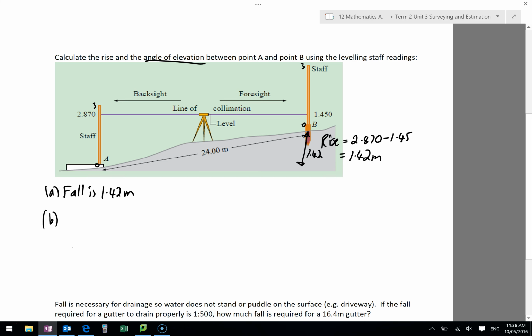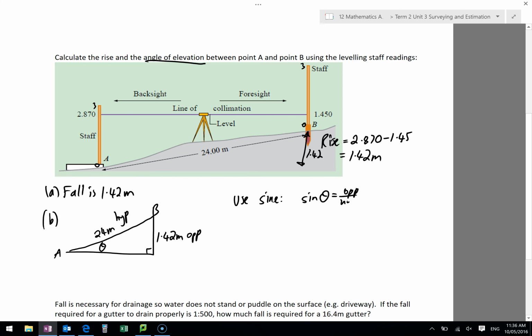Part B, the angle of elevation. So I've got a triangle from A to B where I know I go up 1.42 meters and I've measured this distance as 24 meters. I want to find this unknown angle here. Since we're all good students at the start of this unit, we should be able to calculate the angle without too many issues. Okay, I'll identify that this is the opposite side, this is the hypotenuse, so I'm going to be using sine. Okay, I'll write the rule, sine theta equals opposite over hypotenuse. I'm trying to find that unknown angle. I know the opposite side is 1.42. The hypotenuse is 24. To get the angle, I need to inverse sine this guy.